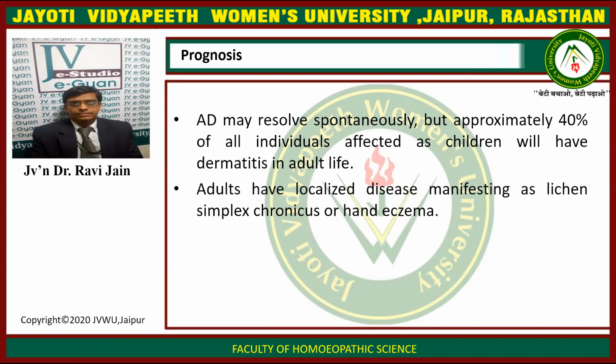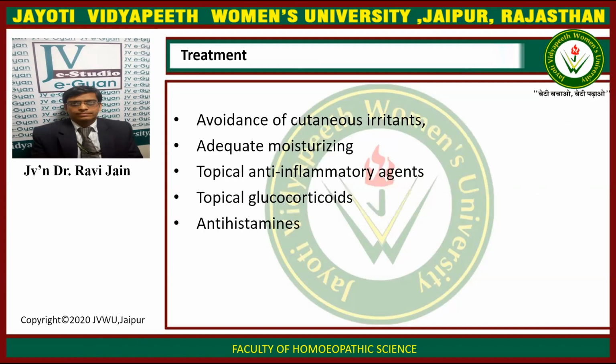What is the prognosis? Atopic dermatitis may resolve spontaneously, but approximately 40% of all individuals affected as children will have dermatitis in adult life. Adults have localized disease manifesting as lichen simplex chronicus or hand eczema. This we are going to discuss later in this chapter.